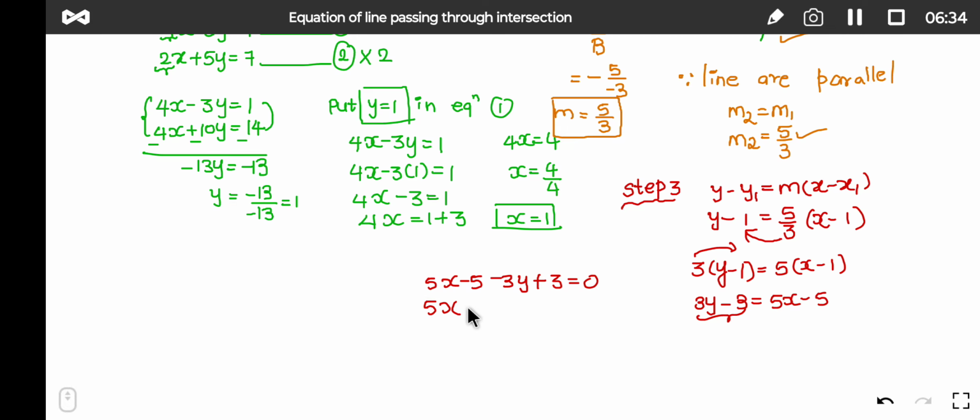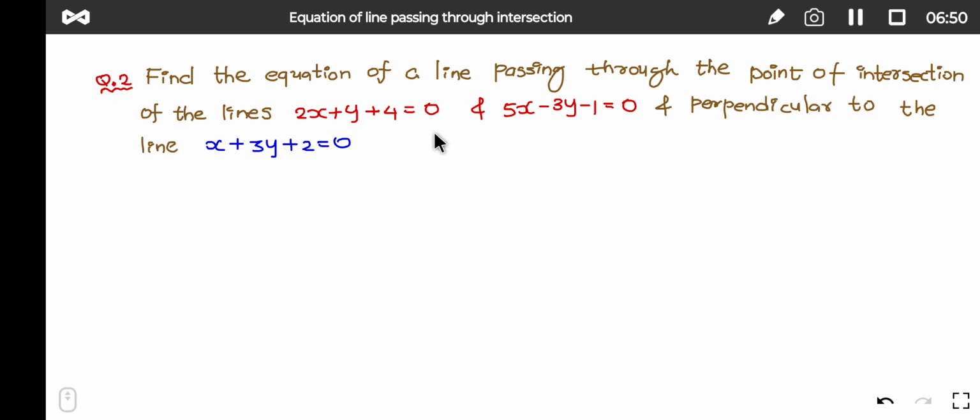So 5x minus 3y minus 5 plus 3, that is nothing but minus 2, is equal to 0. So this is the required equation of a line which is passing through the intersection of the given lines. Look at one more example. Look at the next question.